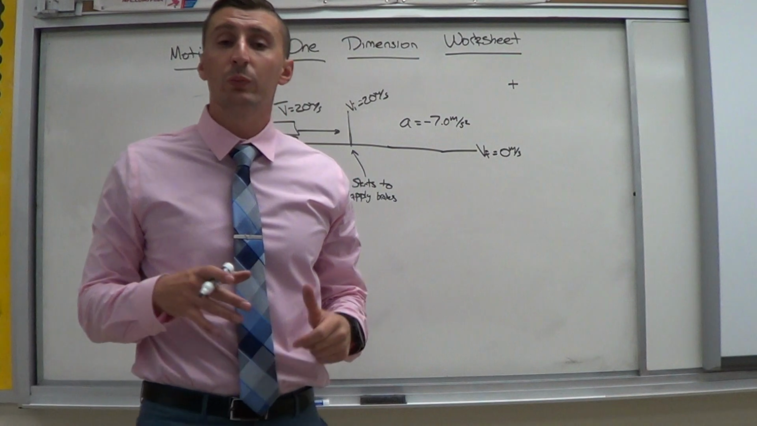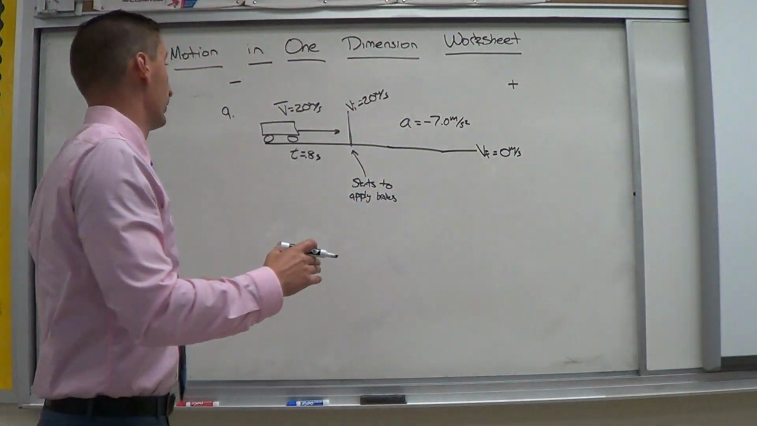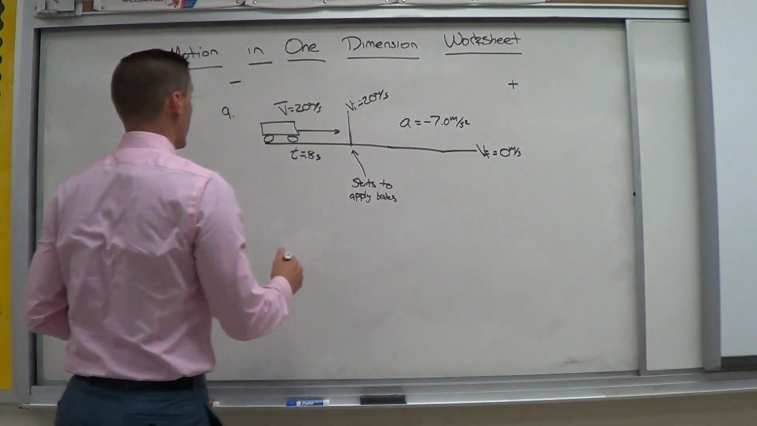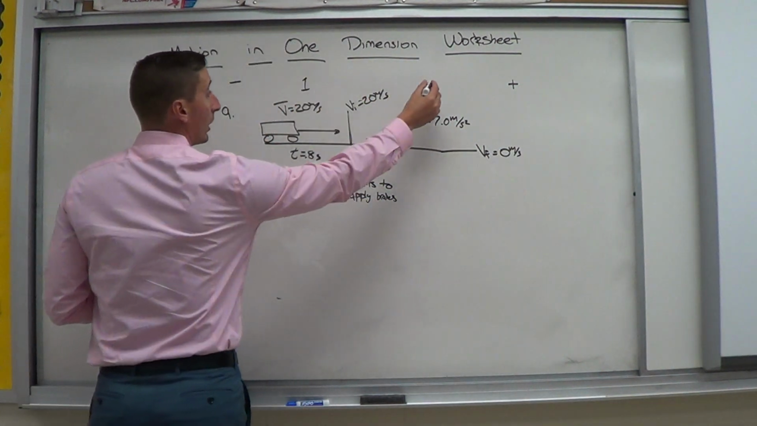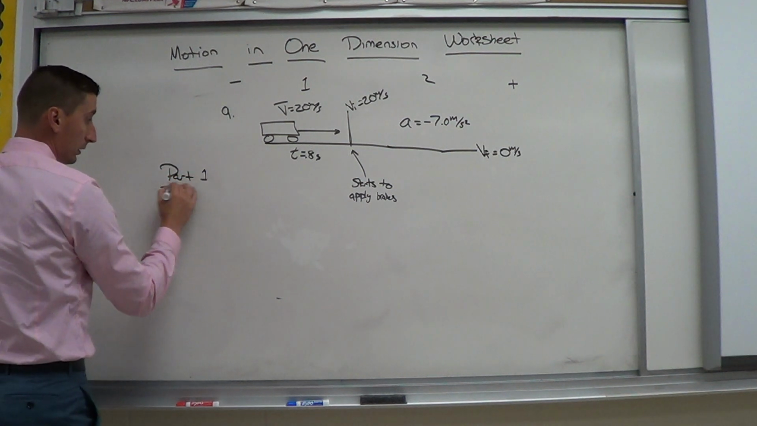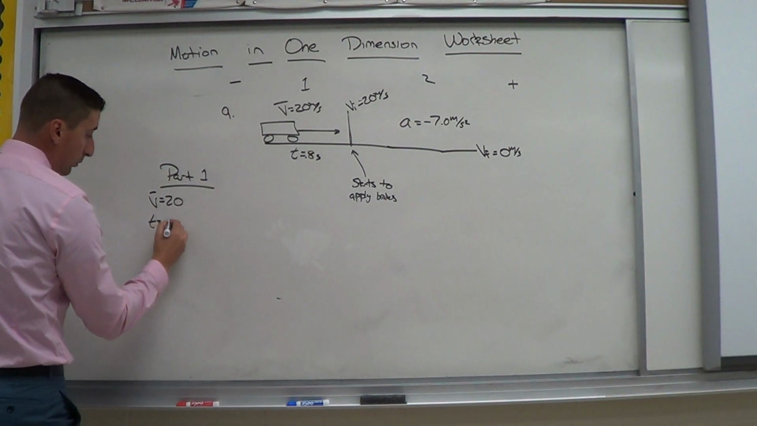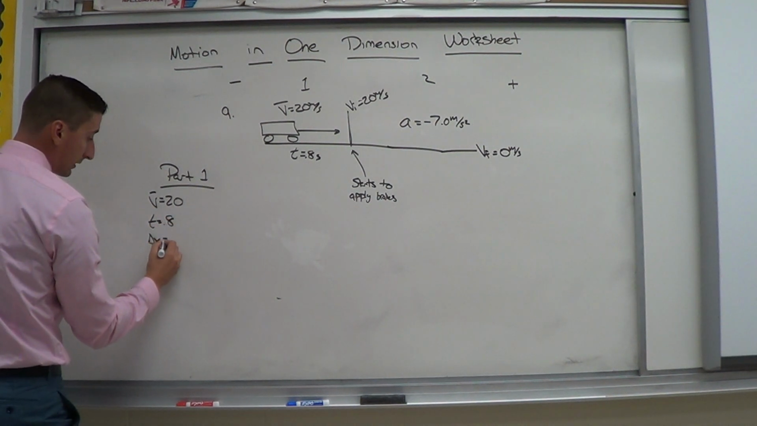So what we need to do is find delta x for each different spot. So for this spot and this spot. I'll call this part 1. I'll call that part 2. So for part 1, I have average velocity is 20. Time is 0.8. Find delta x.